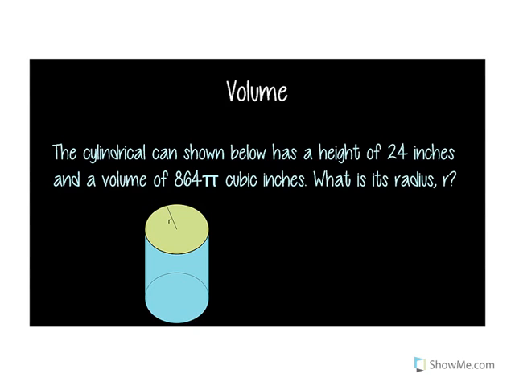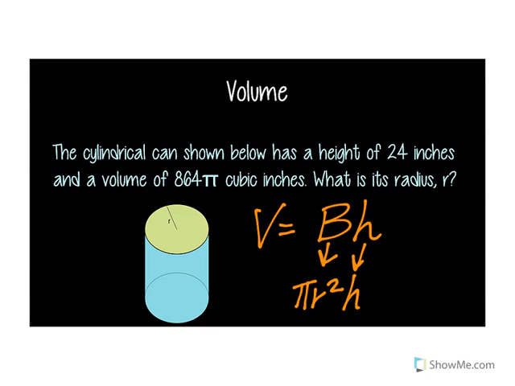So we're going to start off this problem by writing the formula for volume of a cylinder, which is base area, capital B, times height. Base area is always pi r squared, and then times height. So anytime you see B, or anytime you're writing the formula for volume of a cylinder, you are going to put pi r squared times height.